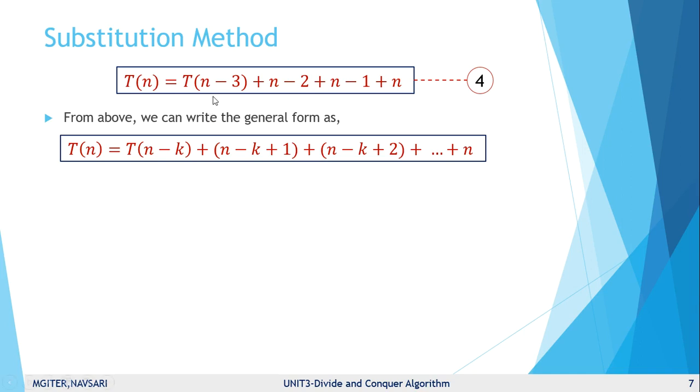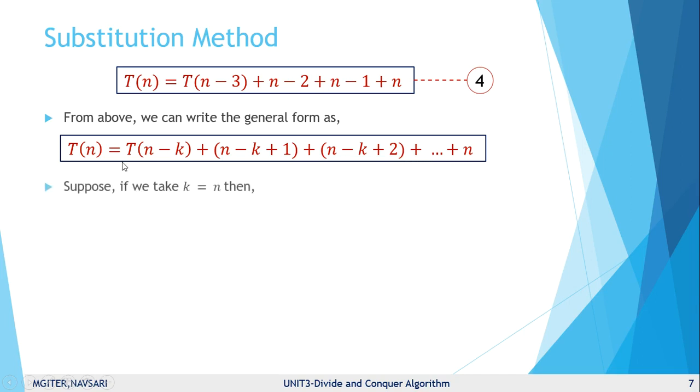Now we make this function 0. When we make it 0, if we put n minus n, then it becomes 0. So we solve this function up till k elements. So we take the general form, that T(n-k) + n-k+1 + n-k+2 + up to n.